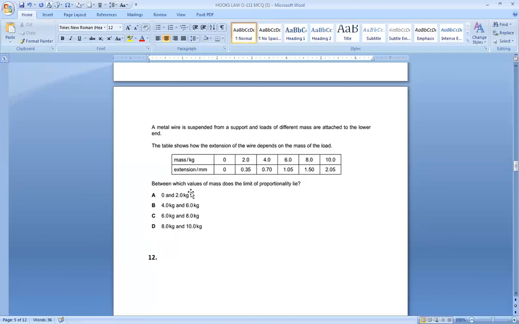He says between which values of mass does the limit of proportionality lie? Changes in the masses are equal: 2, 4, 6, 8, 10. Changes in the extension are 0.35, 0.35, 0.35, but between 6 and 8 kg, there is a change in extension of 0.45. So the limit of proportionality lies here, between 6 and 8. C is your option.